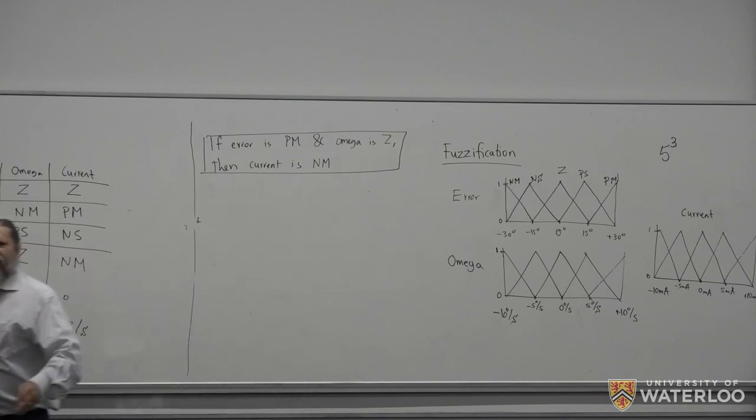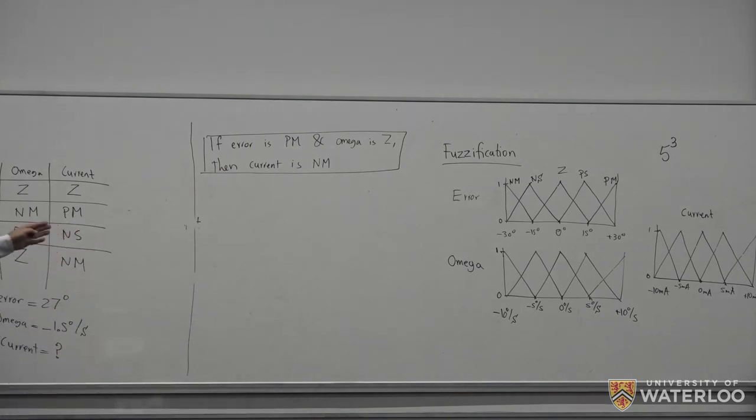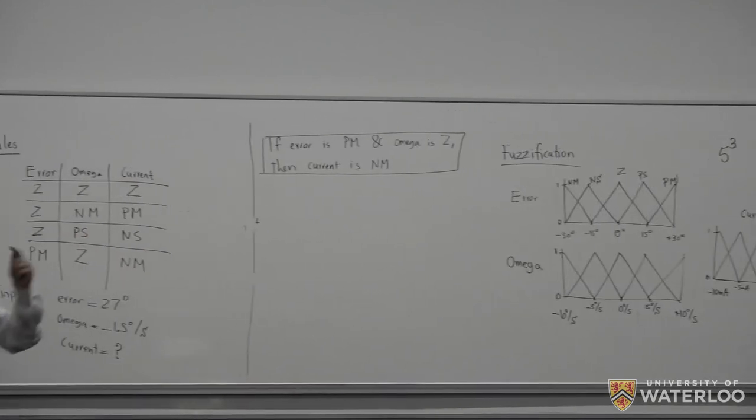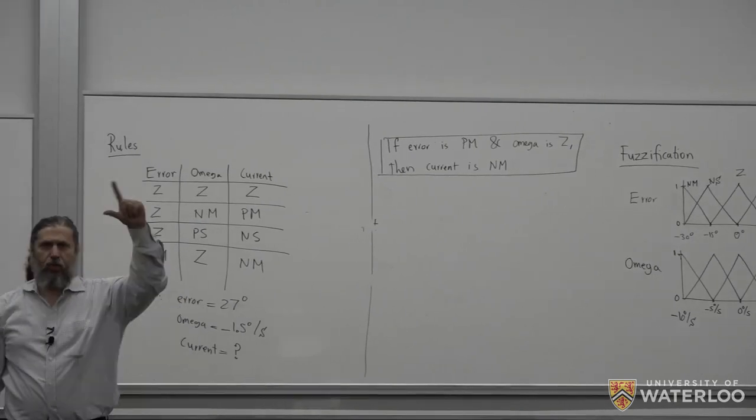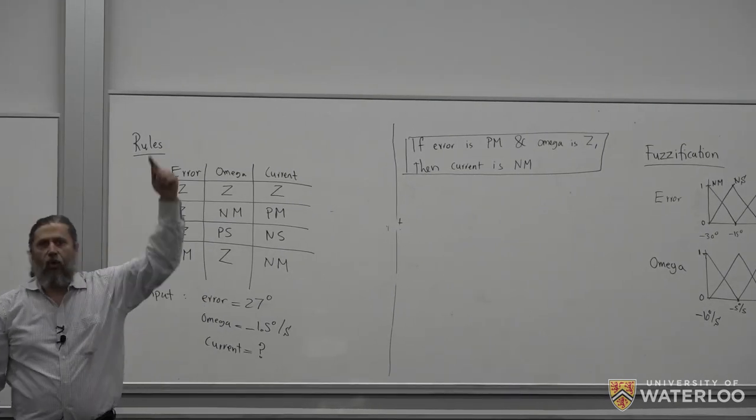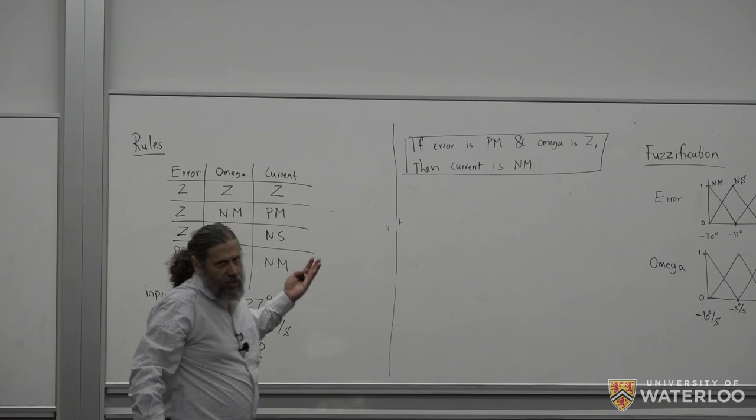Say, don't worry about the rest. I know that you have five cube rules. Just show me that you have understood the problem by processing one rule. Because if you can process one rule, just put it in the for loop, and you process all five cube rules. It's not a big deal.